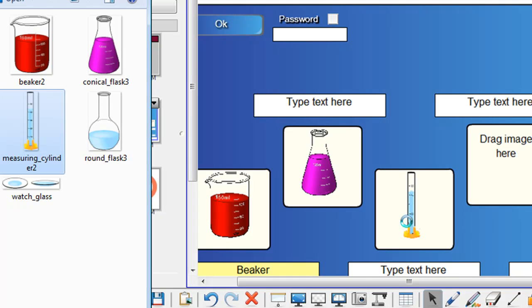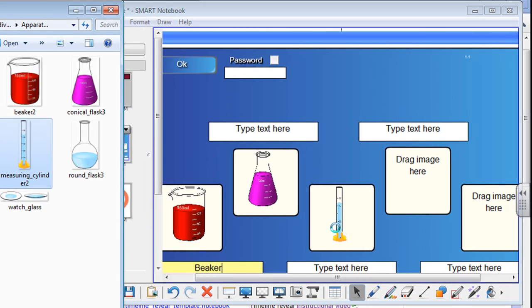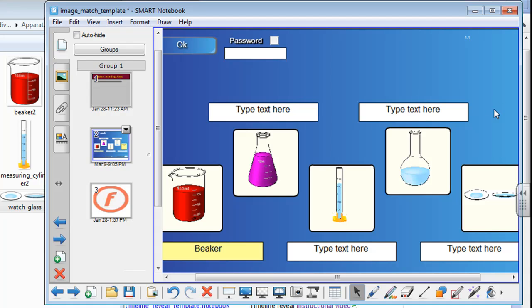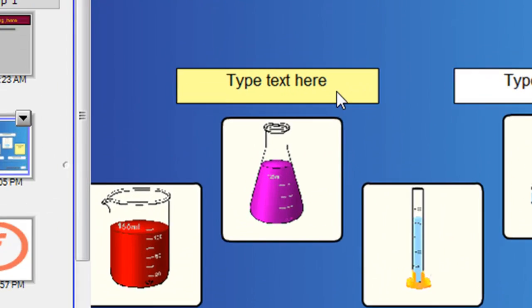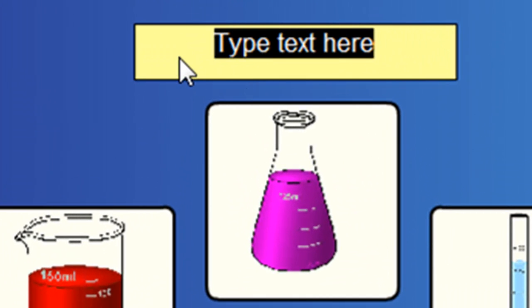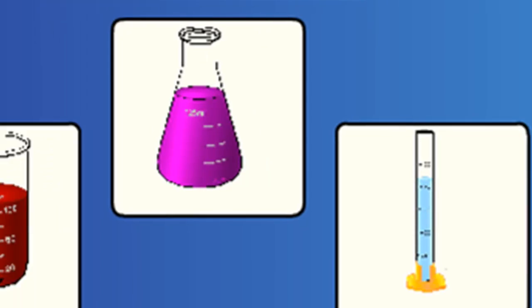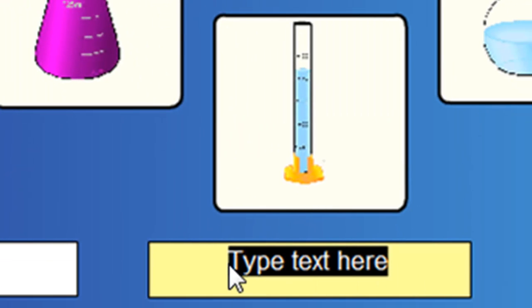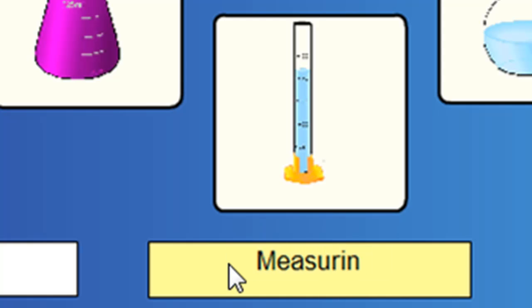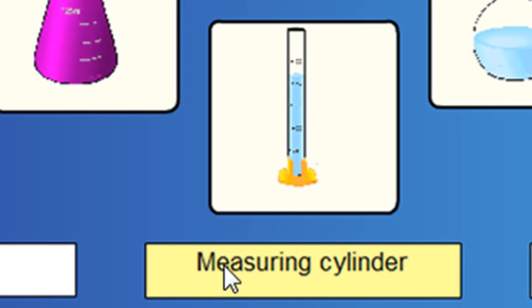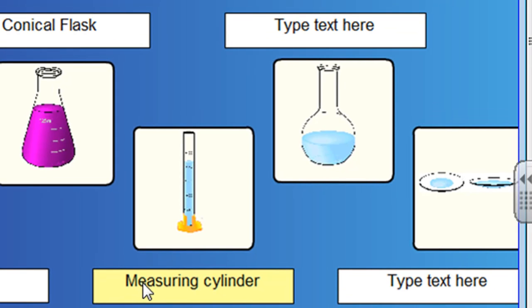I'll pause while I do the other 2 images. I've got all the images here now, and I just need to insert the text. So I'll say that's a conical flask, and you just do the same for each of your pictures. Whatever subject, you just name the picture. I think I'll pause it while I finish that off too. So I've finished typing those in.